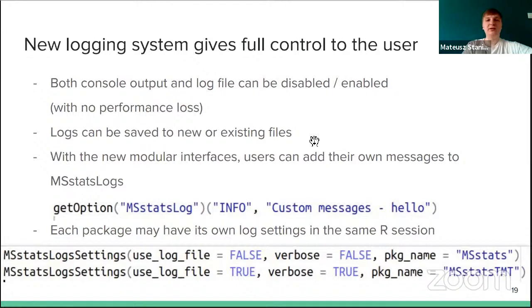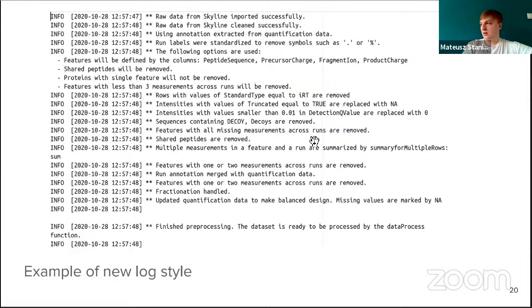With the new modular design, those smaller functions, it's possible to add custom messages between those functions to monitor the workflow better. They would be stored in the same file or screen as the MSstats built-in messages. Also, if we need to use multiple packages, it's possible to set different settings for each of them. There is full control over the logging infrastructure.